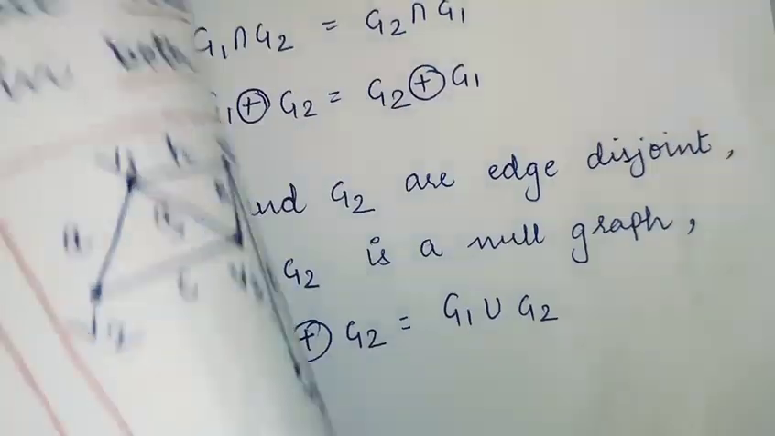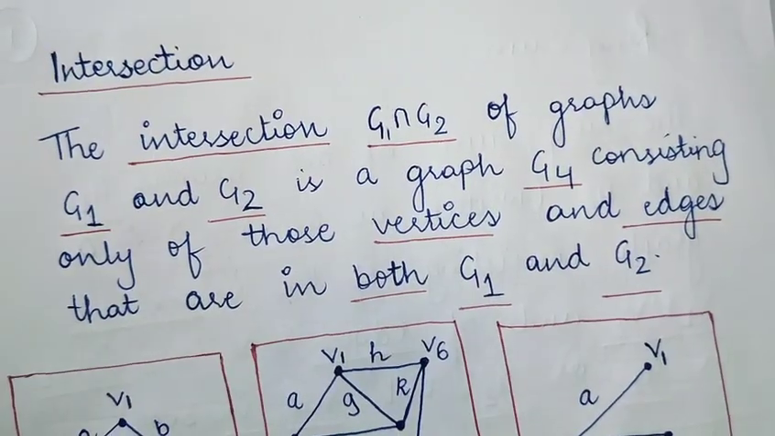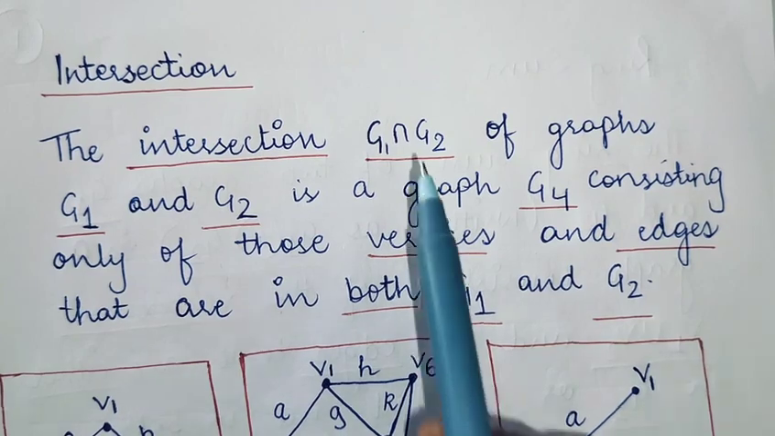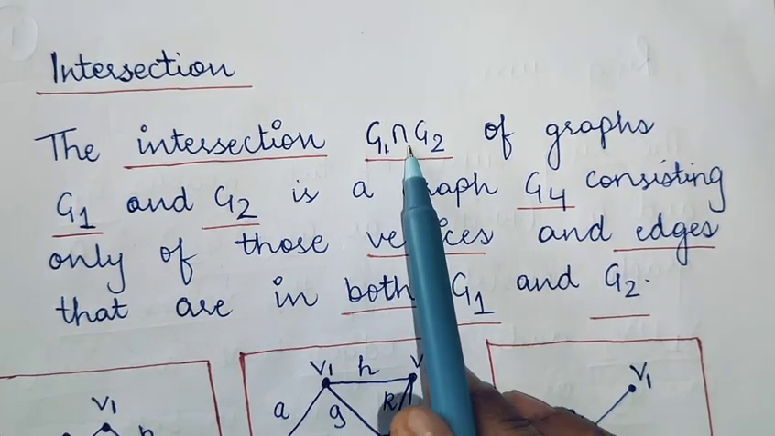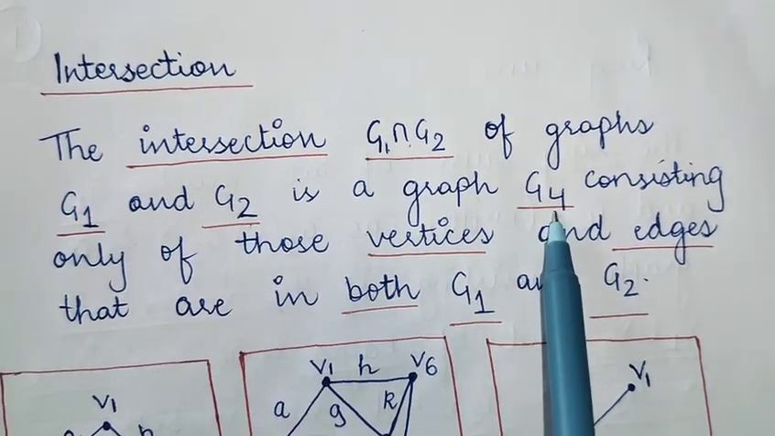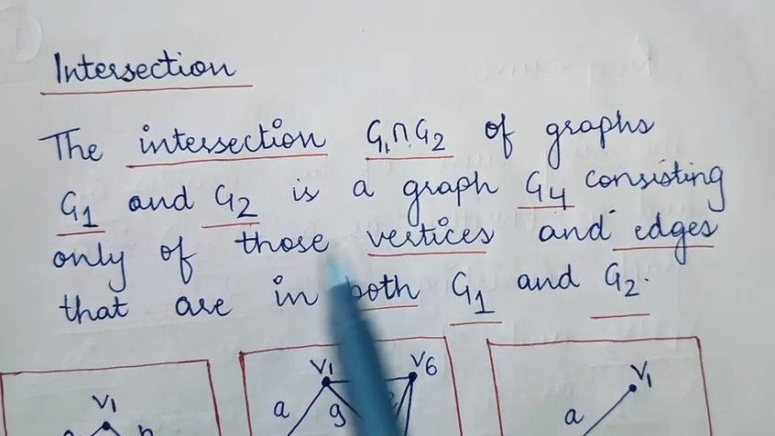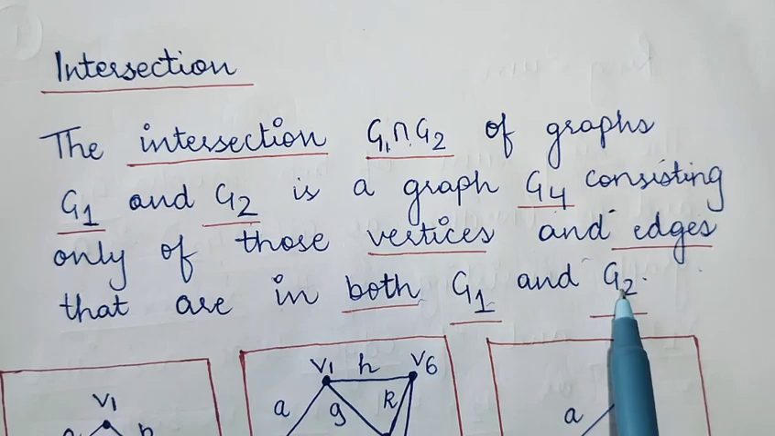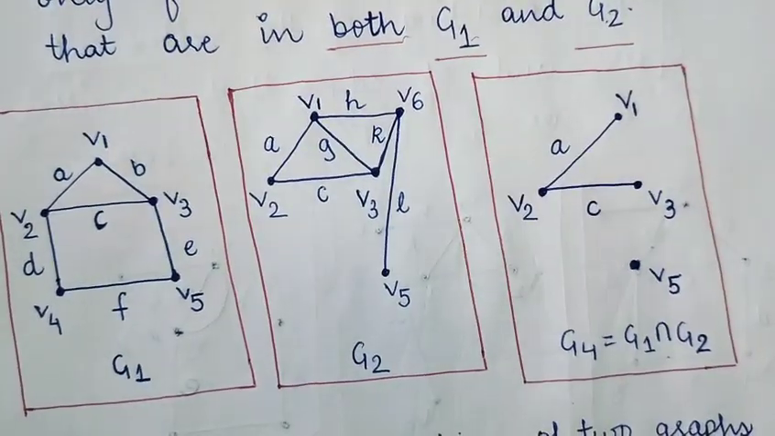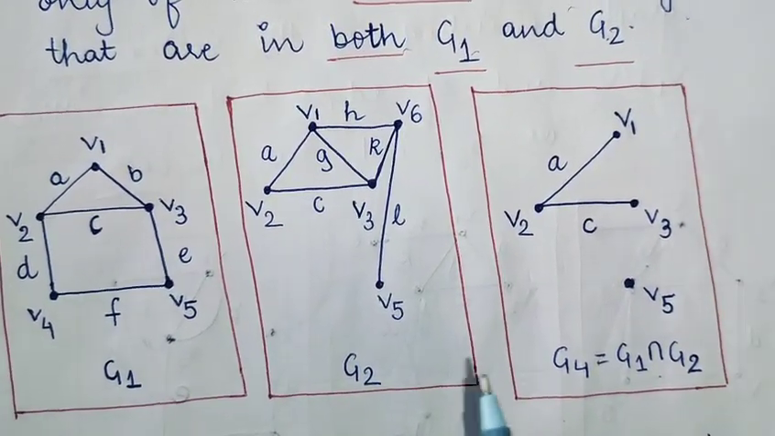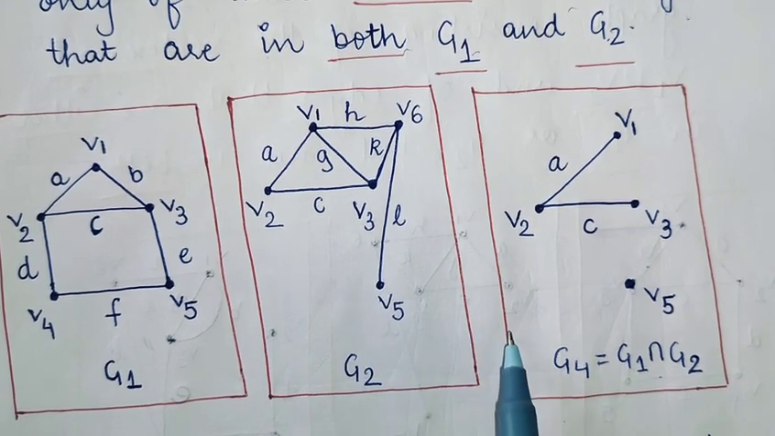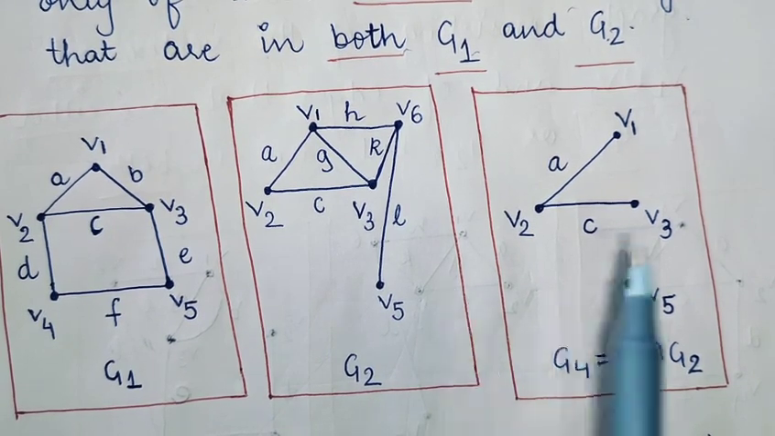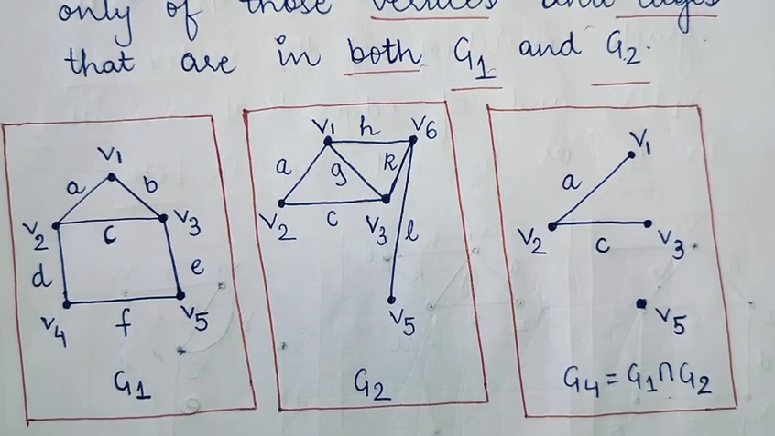Now let's find out the intersection of two graphs. The intersection of two graphs, denoted by this symbol, G1 ∩ G2, is a graph G4 consisting of only those vertices and edges which are common in both G1 and G2. So if we are provided with two graphs G1 and G2, then a third graph formed by the intersection of these two graphs would contain only those edges and vertices which are common in both G1 and G2.